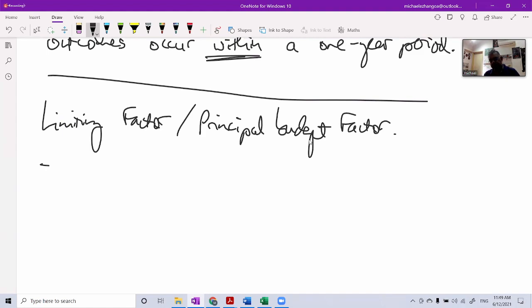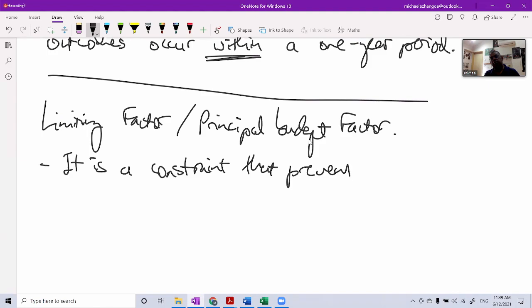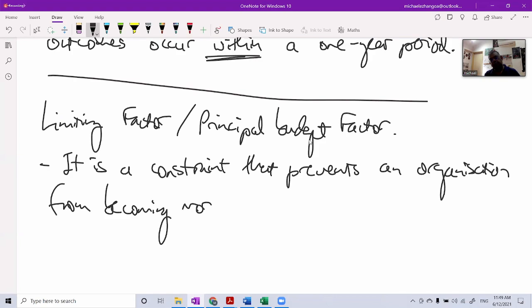Principal budget factor, and it is a constraint that prevents an organization from becoming more profitable, right? It's any constraint that stops you from being more profitable.